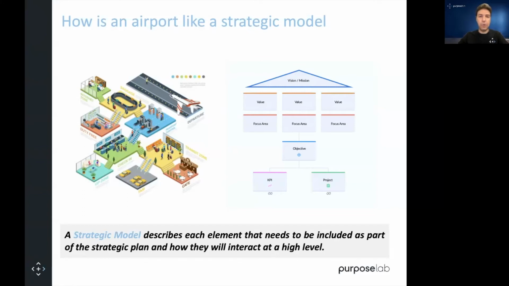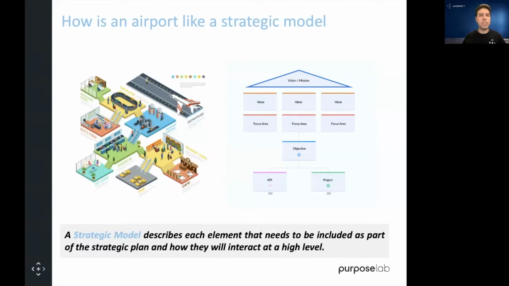And as promised before, today we're going to be talking about strategic models and strategic frameworks, two concepts that are very commonly confused between one another, but they are different things and they both need to be perfectly clear before we can actually start working on a proper strategic plan and strategic management system. First, let's start talking about the concept of a strategic model.